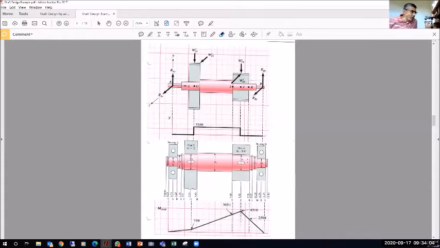Now, should I go to the left or the right? I will go to the left, because this is where I have my torque. So I want to look at the end. So I would be looking at the bending moment somewhere here, where the torque exists.